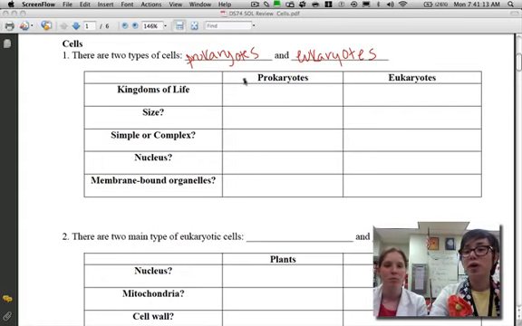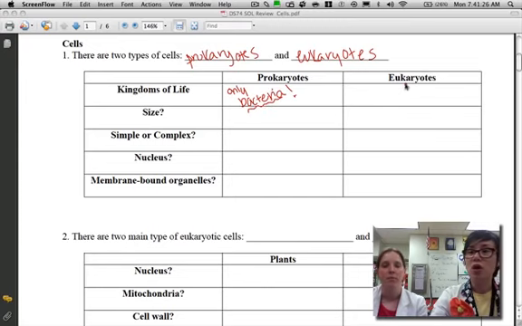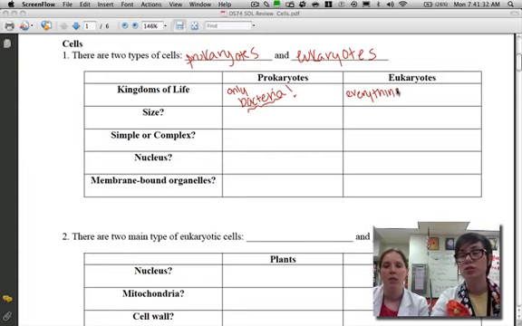Sure. Our prokaryotes, we know that they're only bacterial species, and so there are only two kingdoms of life that contain bacteria. It's going to be archaebacteria and eubacteria. But if you can just remember bacteria, you should be good to go. And for our eukaryotes, it's everything else. Right, everything else that has a nucleus, because that's the important thing that differentiates these two types of cells.